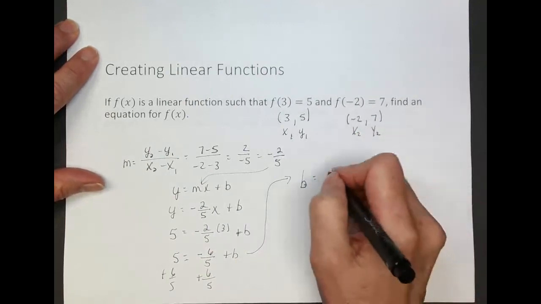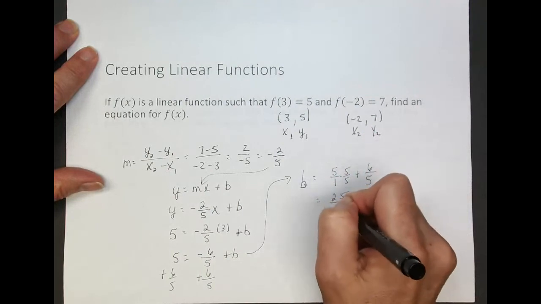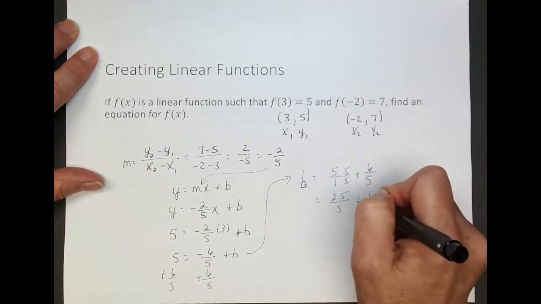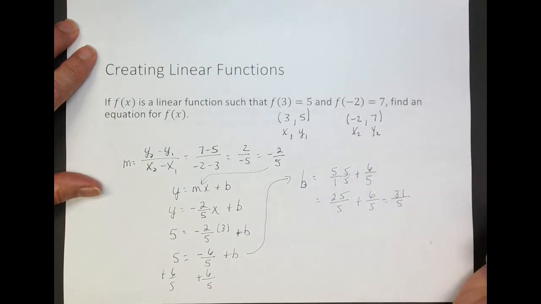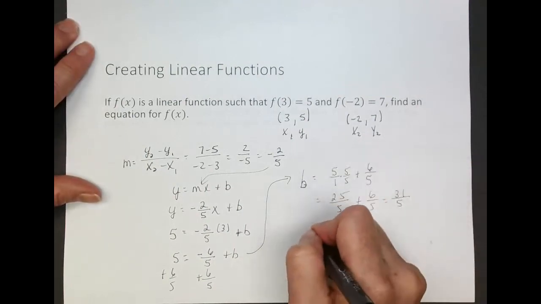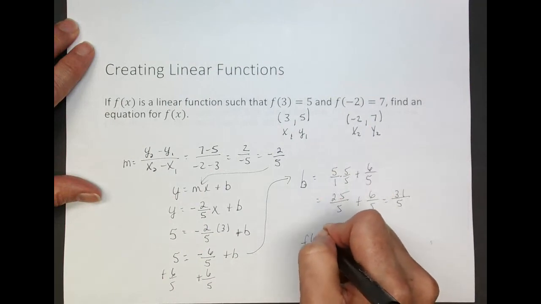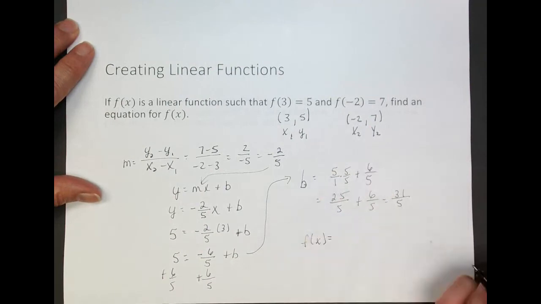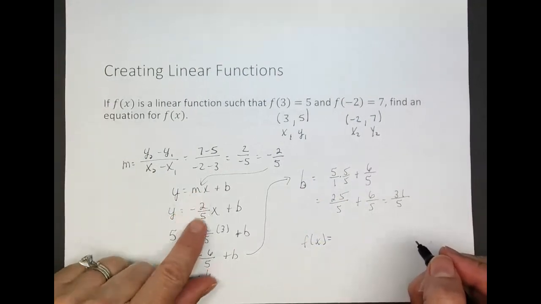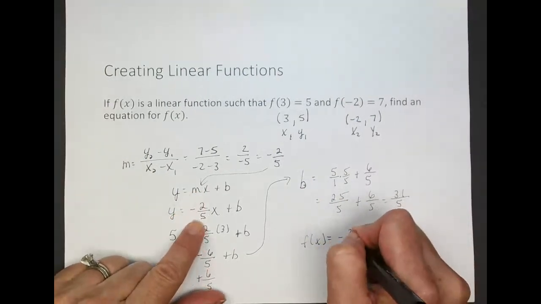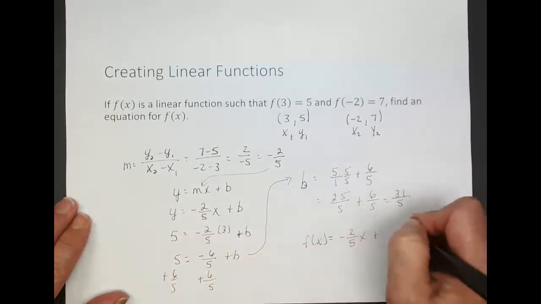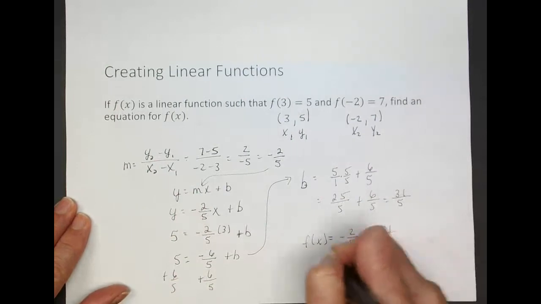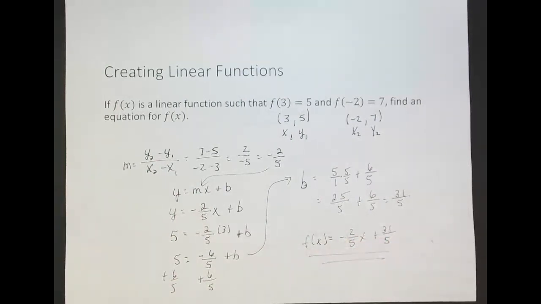So b then is going to be equal to 25/5 plus 6/5, or 31/5. Right? So there's my equation then. In function form, or function notation, f of x equals m, which was negative 2/5, x plus b, which I now know is 31/5. Okay?